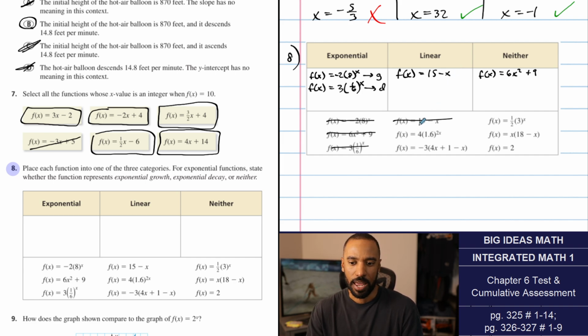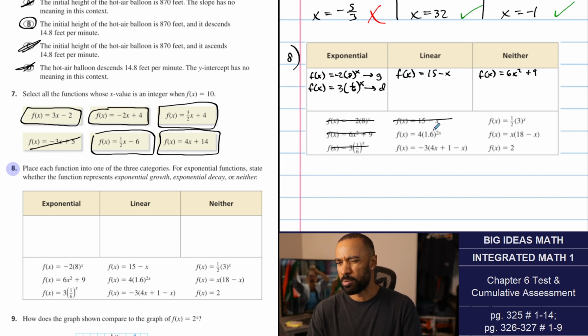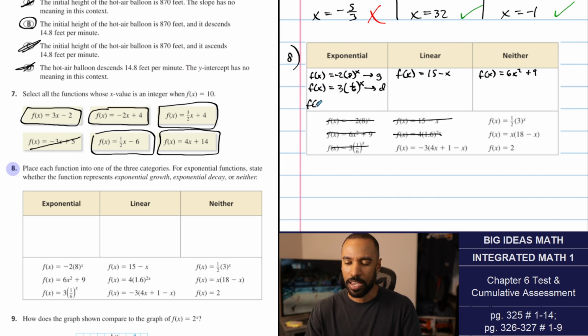This one's still exponential. There's nothing wrong with it having a 2 there. You have to make sure that you'd be squaring 1.6, though, to represent true exponential growth. But it is exponential growth all the same. So this is f of x equals 4 times 1.6 to the 2x power, which is exponential growth. Hopefully those are the only ones that are exponential because I ran out of room.